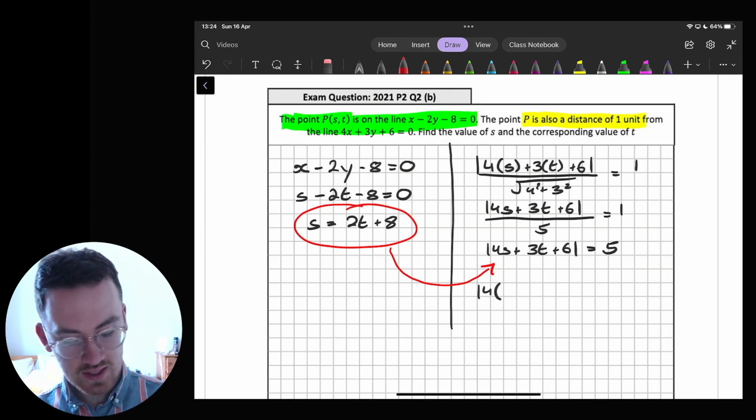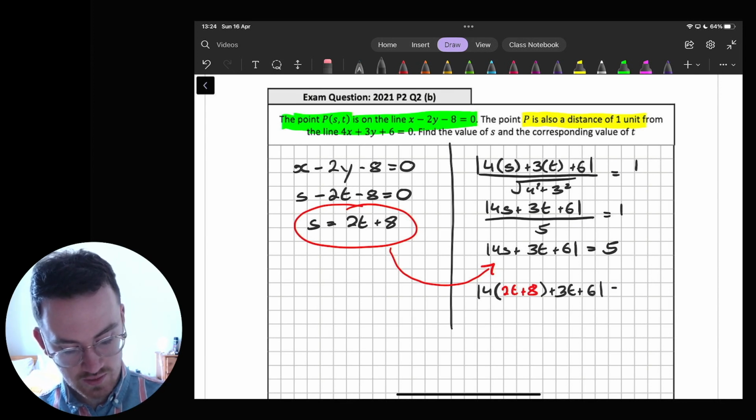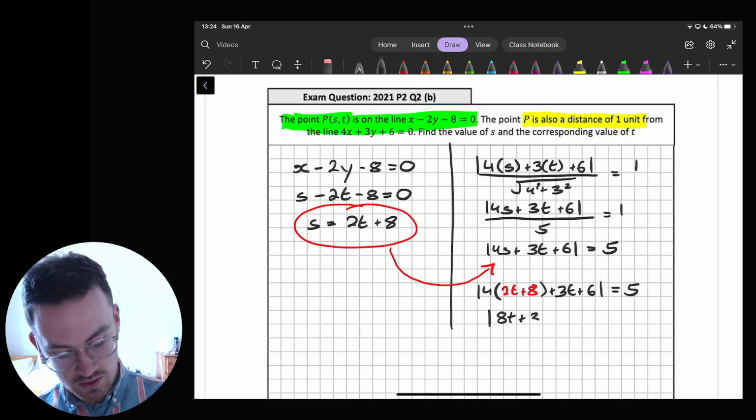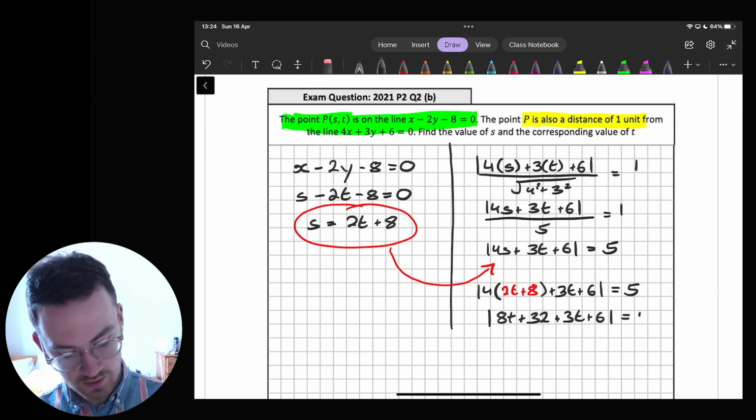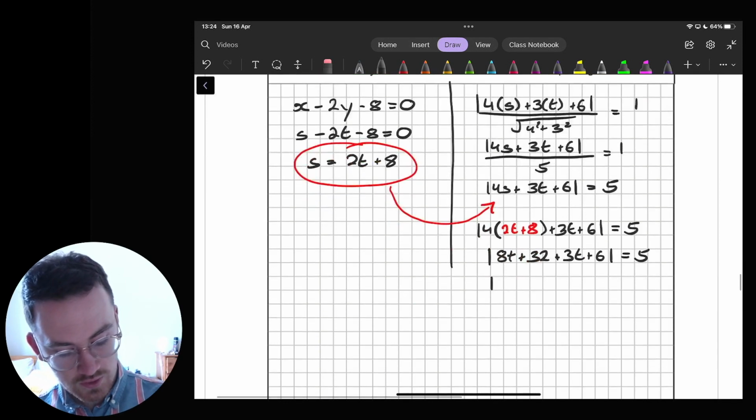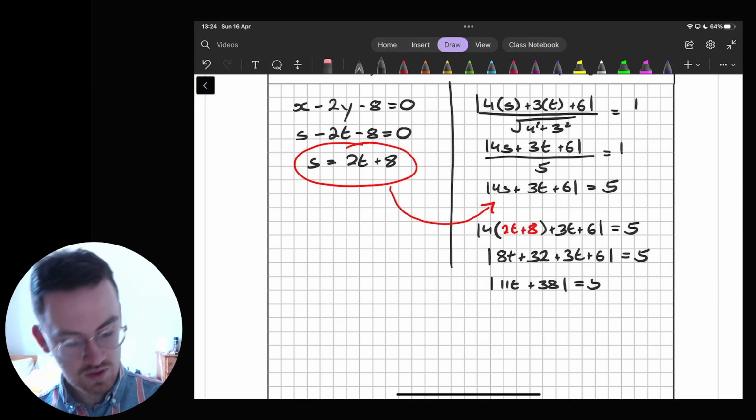So in here we'll write in 2t plus 8 plus my 3t plus my 6 that I have from the start and equal to 5. So 8t plus 32 plus 3t plus 6 is 5. So we get the absolute value of 11t plus 38 is equal to 5.